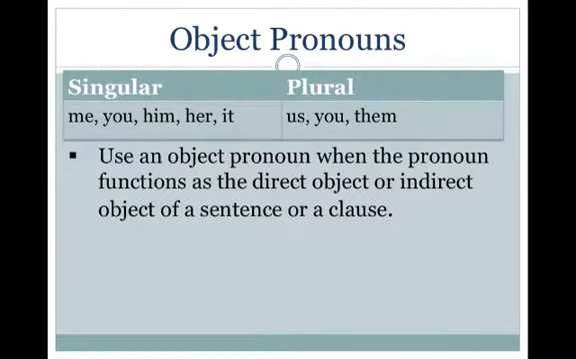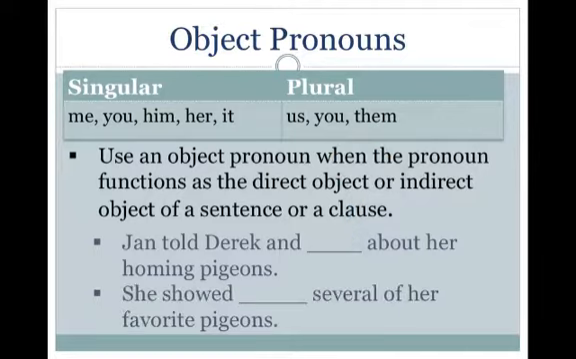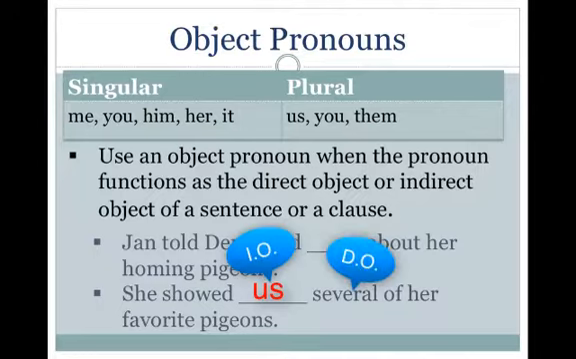Use an object pronoun when the pronoun functions as the direct object or indirect object of a sentence or a clause. For example, Jan told Derek and me about her homing pigeons. Me is the direct object, so it needs to be an object pronoun. Or, she showed us several of her favorite pigeons. In this case, us is an indirect object, several is the direct object.